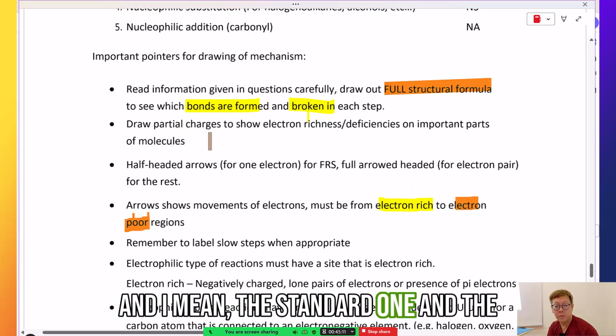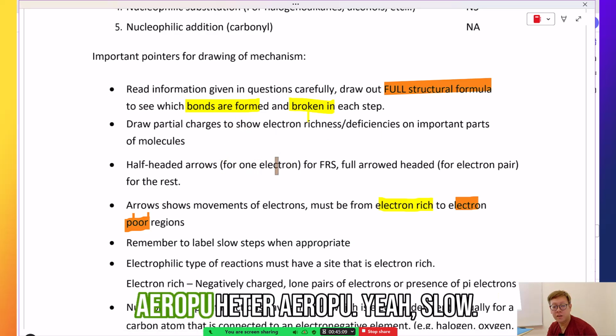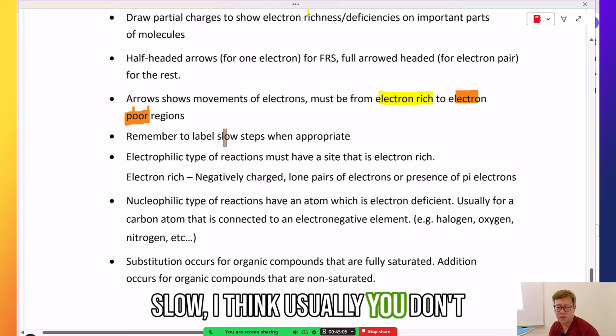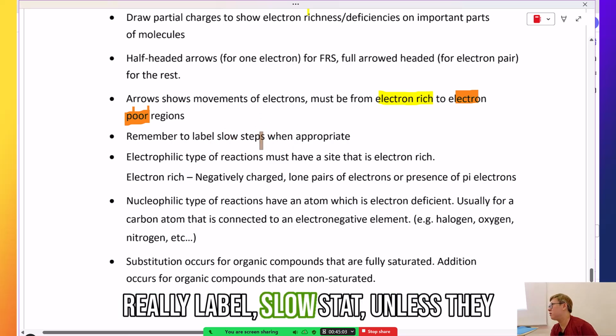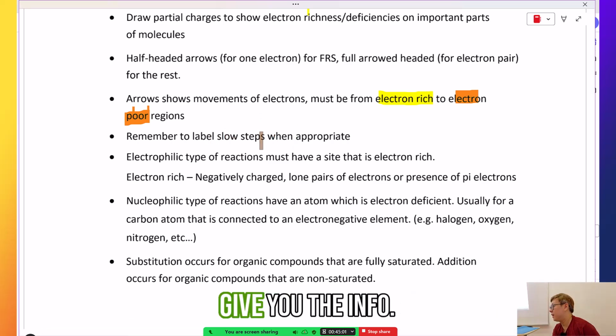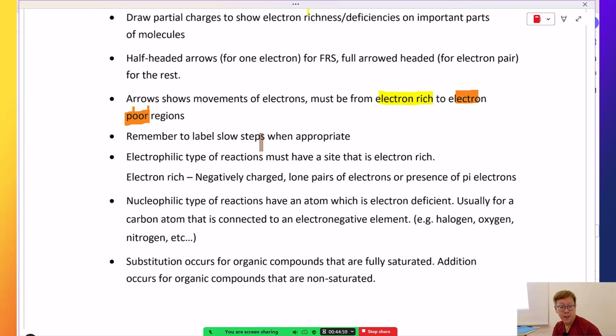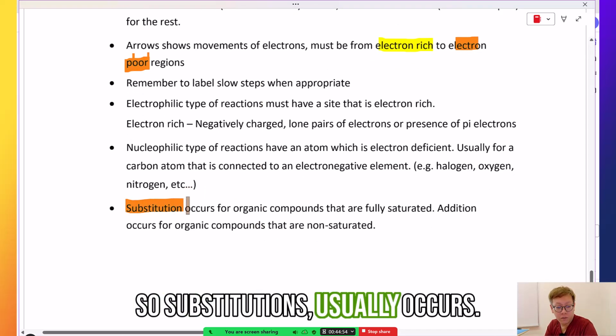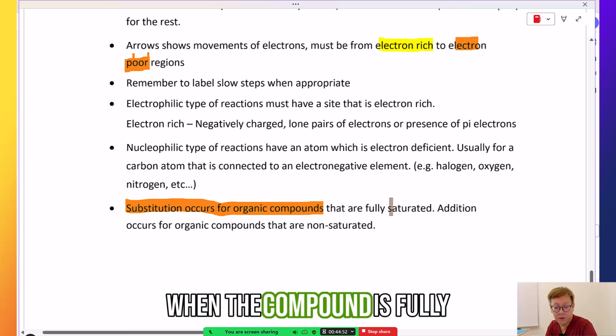Okay, and I mean the standard ones are the partial charges, the half-headed arrow, full-headed arrow. Yeah, slow, I think usually you don't really label slow step unless they give you the info. Clear? Yeah, so substitution usually occurs when a compound is fully saturated.